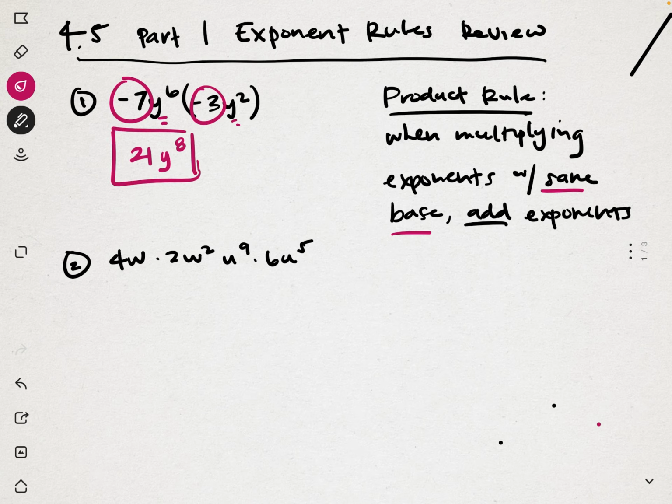Okay, so same idea for the second one. We have 4w times 2w squared times u to the 9th times 6u to the 5th. So we're going to take all of our coefficients and multiply them. So 4 times 2 is 8. 8 times 6 is 48. Then we have w and w squared. Remember, if we don't have an exponent on it, we assume it to be 1. So we're just adding 1 plus 2, so we have w cubed. And then we're looking at our u's now. So 9 plus 5 would be u to the 14th.